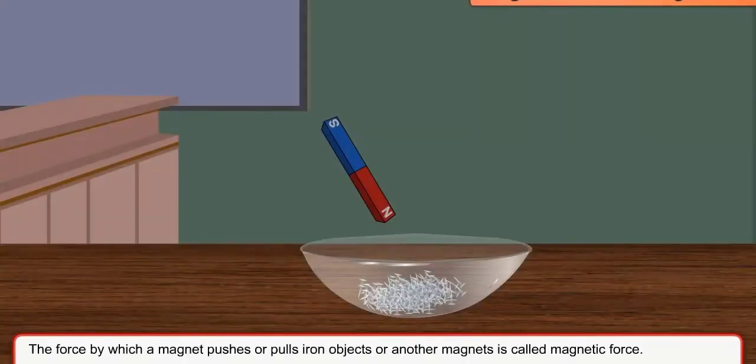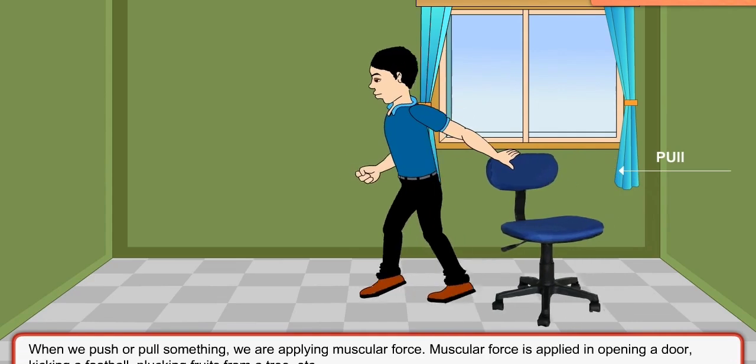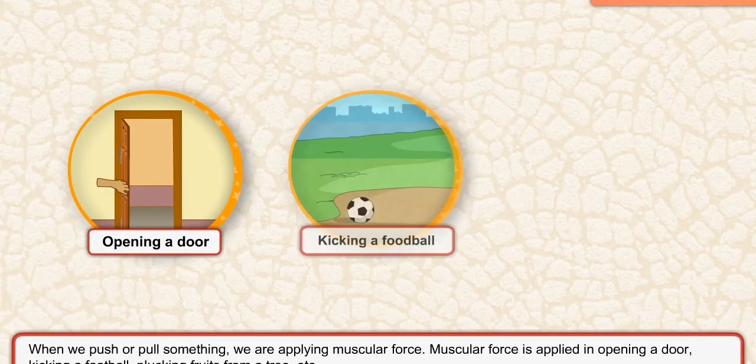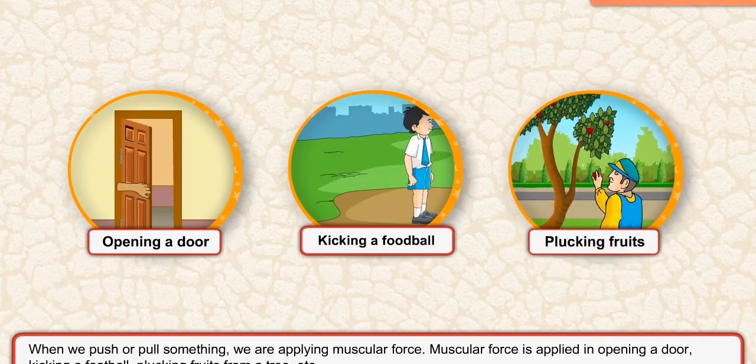Magnetic force or magnetism. The force by which a magnet pushes or pulls iron objects or another magnets is called magnetic force. Muscular force. When we push or pull something, we are applying muscular force. Muscular force is applied in opening a door, kicking a football, plucking fruits from a tree, etc.